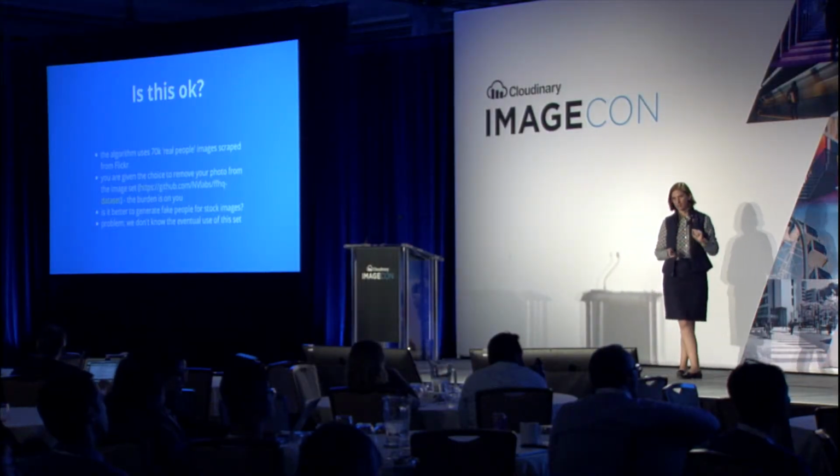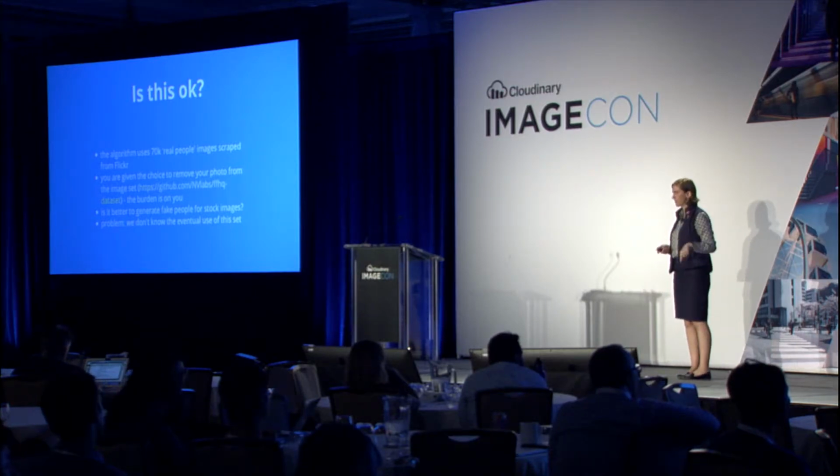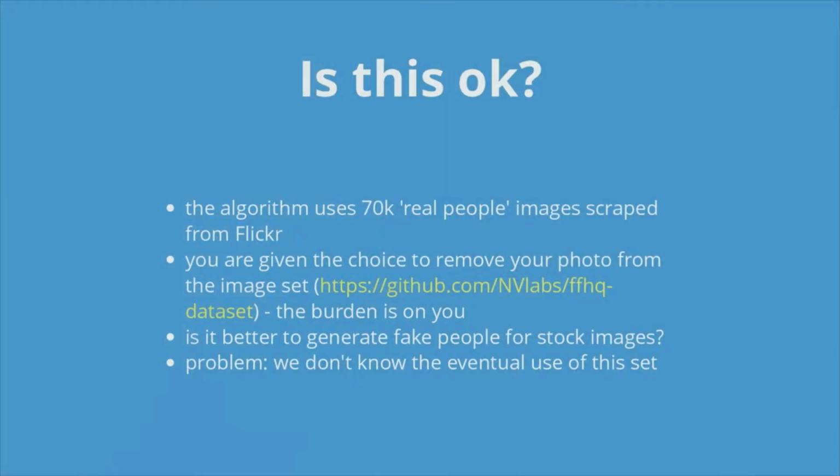It's an interesting use case because if you read through the study of how it was done, the algorithm is using 70,000 real people images which are scraped out of Flickr. And they have a little tool that you can check to make sure your photo wasn't used, if you don't want it to have been. You can go in and input your Flickr username, to make sure that you're not one of these people that was used to create another fake person. But the burden's on you.